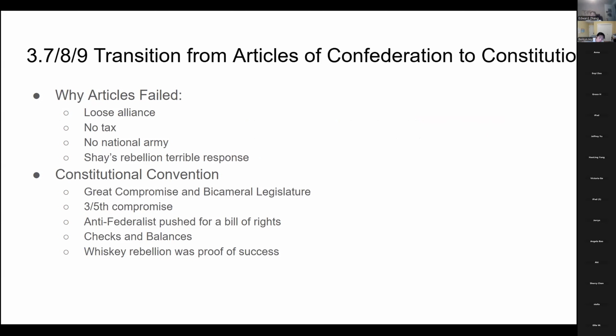All right, so that was a very, very, very long thing to digest. And 3.7, 8, and 9 is all about how America was actually going to start governing as their own independent nation. So this is about the transition from the Articles of Confederation to the Constitution. So would anyone like to point out what the Articles of Confederation are? Some key details about it.